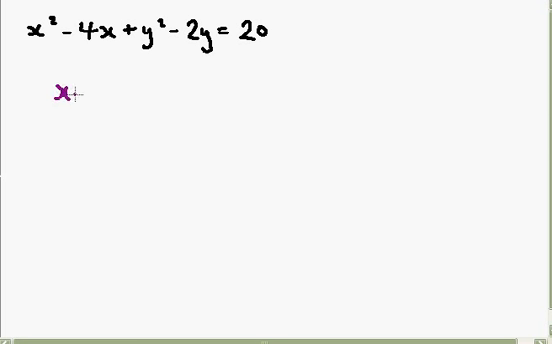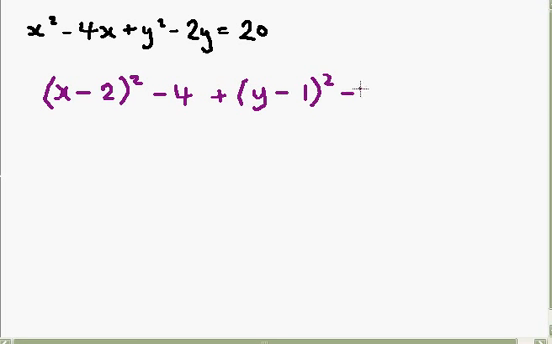So I'm going to complete the square on the x expressions. It's (x minus 2), because I halve the minus 4 to get minus 2, and I'm going to square that. Now that gets me x squared minus 4x, but it gets me an extra plus 4, so I've got to take 4 away. And from the y's, I'm going to get (y minus 1), because minus 1 is half of minus 2. Square that. Now that's going to get me the y squared minus 2y, but it's going to give me an extra plus 1, so I'm going to have to take 1 away. And that's all still equal to 20.